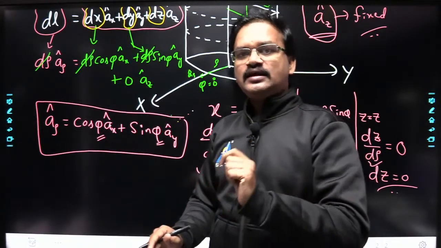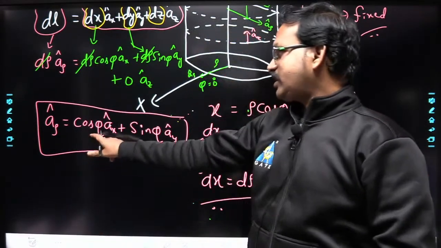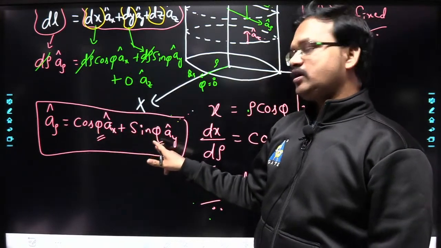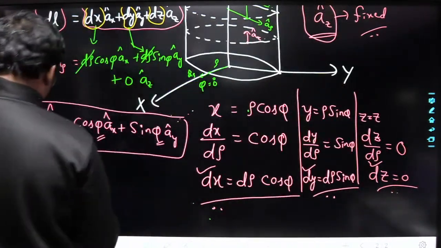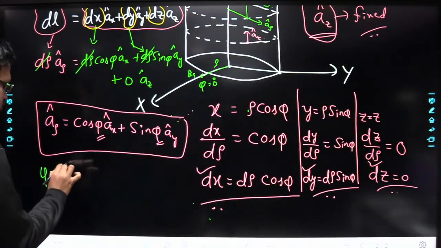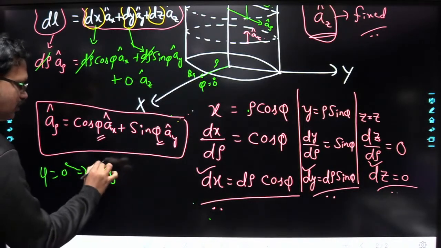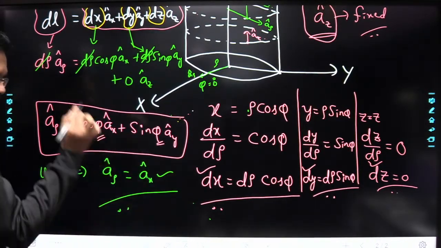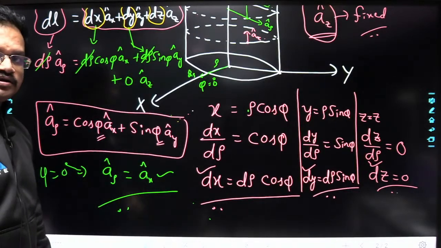So are we getting that or not? See here, put phi equal to 0 here, put phi equal to 0 here, and put phi equal to 0 here. What are you going to get? If you put phi equal to 0 degrees, you get a rho cap equal to ax cap. Yes or no here?